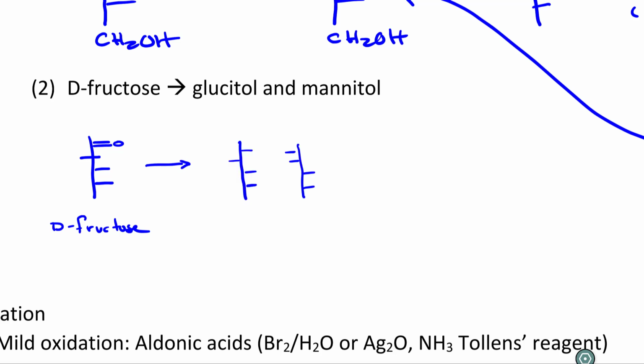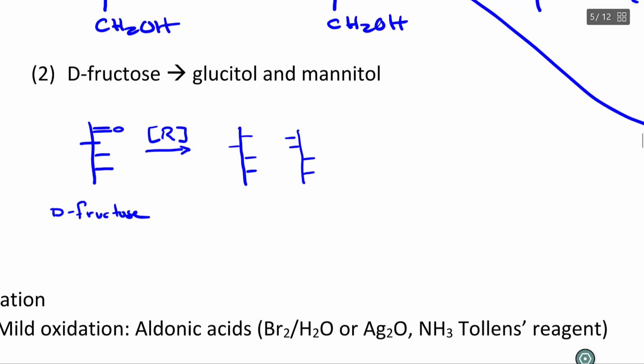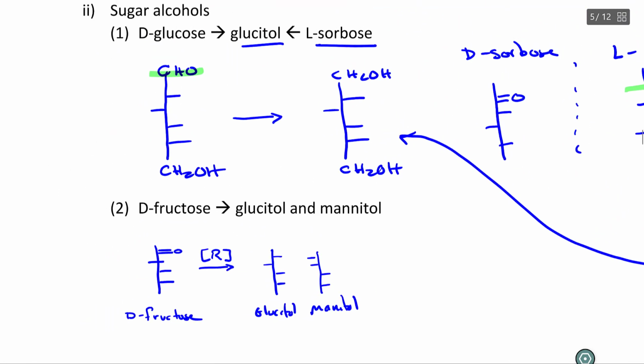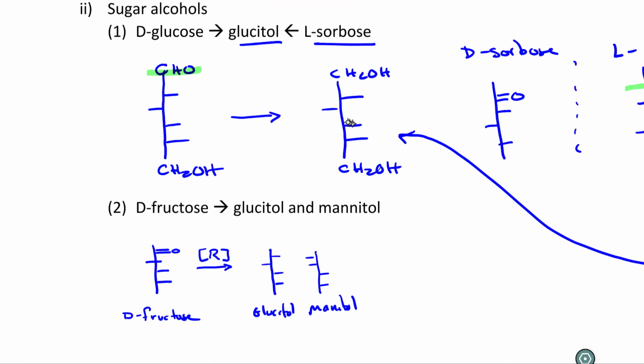So these are the structures that you get from the reduction of fructose, and one of these is glucitol, and one of these is mannitol. So this one is mannitol, and this is glucitol. Right? And if you look back at glucitol, you can see the structure is the same over here. So those two structures are the same. So there's a lot of ways to get at these different sugars by reduction reactions.